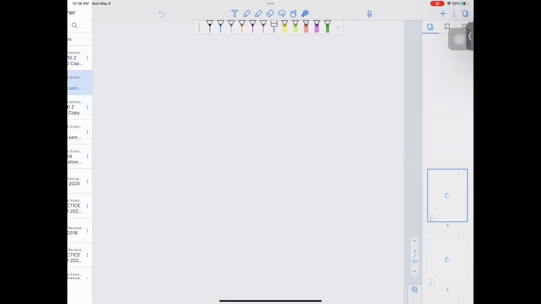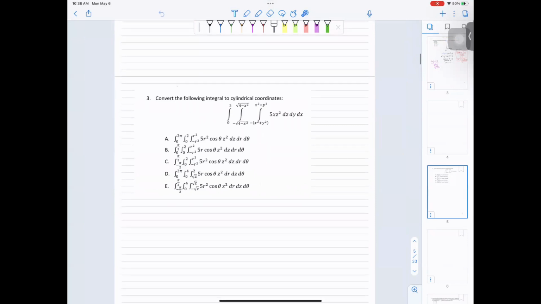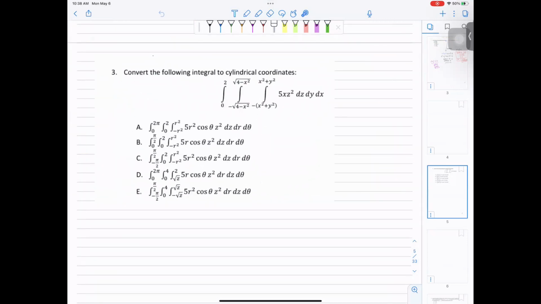Okay. Let's see. Question 3. Convert the following to cylindrical coordinates. All right. What do we have to do? The 3 things we have to do: convert the differential, like the dz, dy, dx, convert the integrand, and also we have to convert these bounds. Okay, so first off, the differential we know in cylindrical coordinates becomes r dz dr d theta.